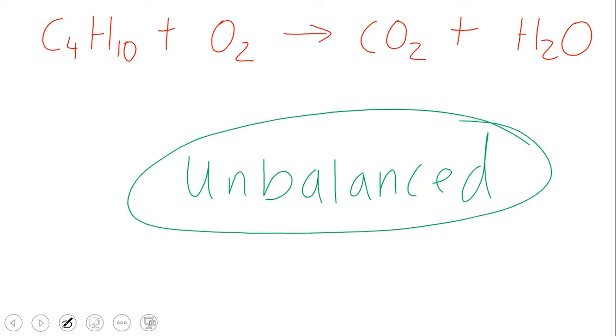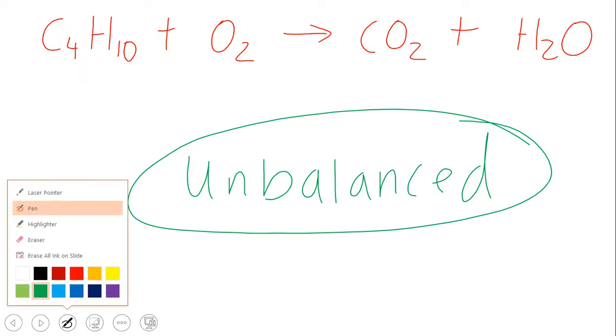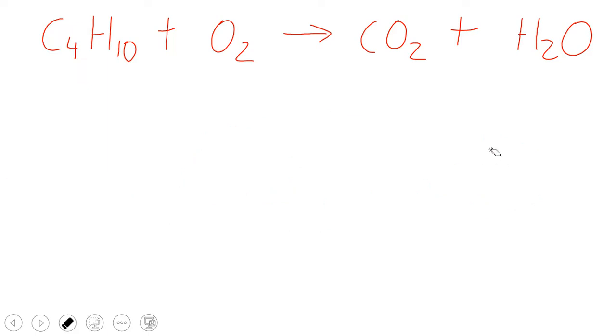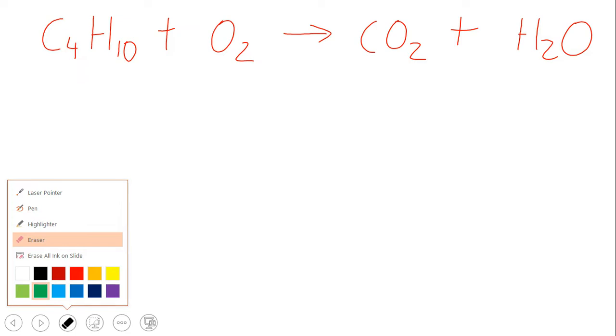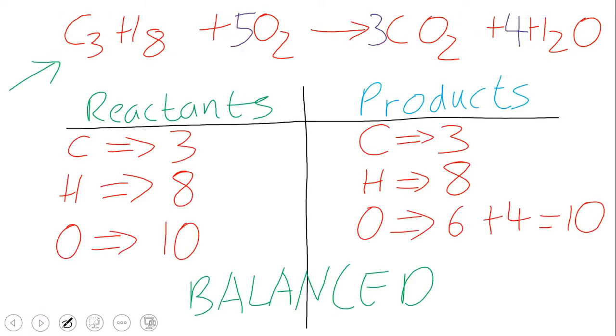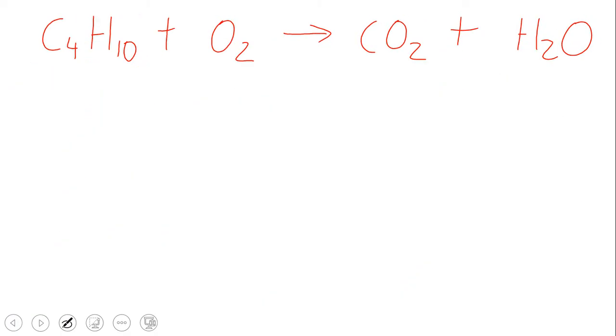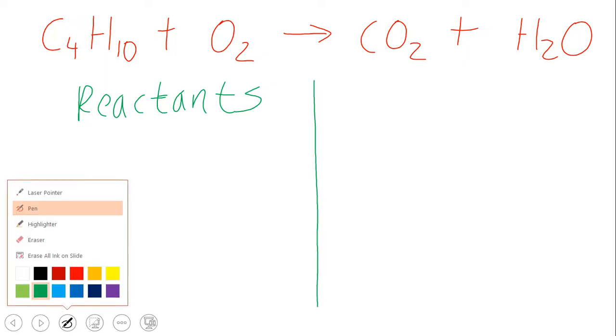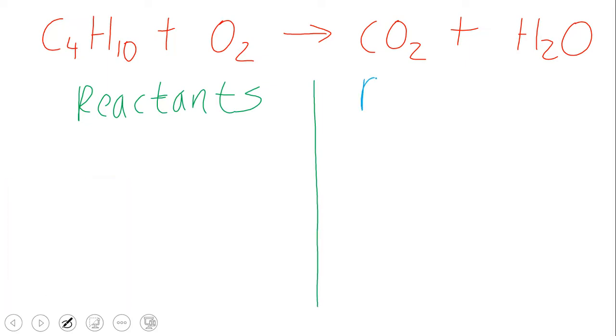And so that means that we have to balance it out. Let's do the same thing we have done. We're going to make a table containing 2 columns. On one side we have the reactants, and on the other side we have the products.